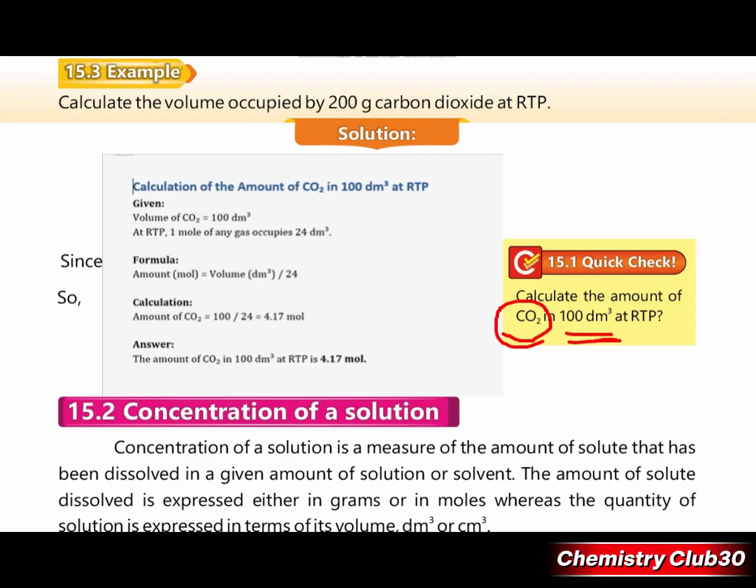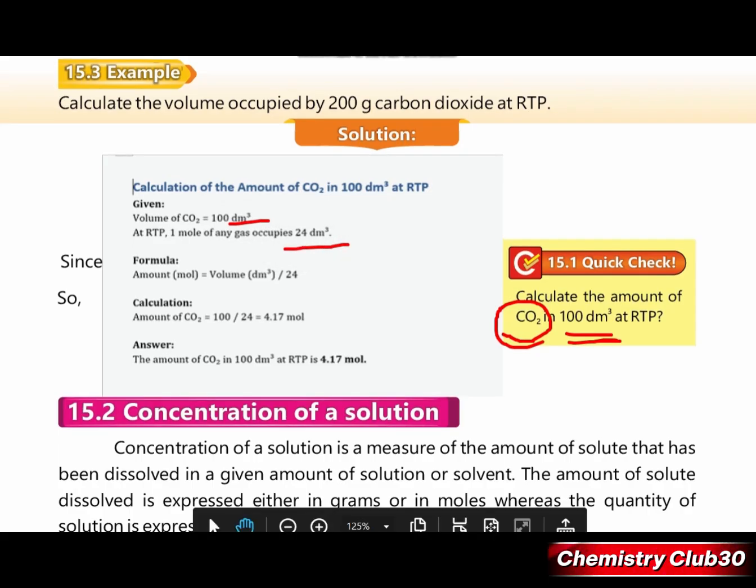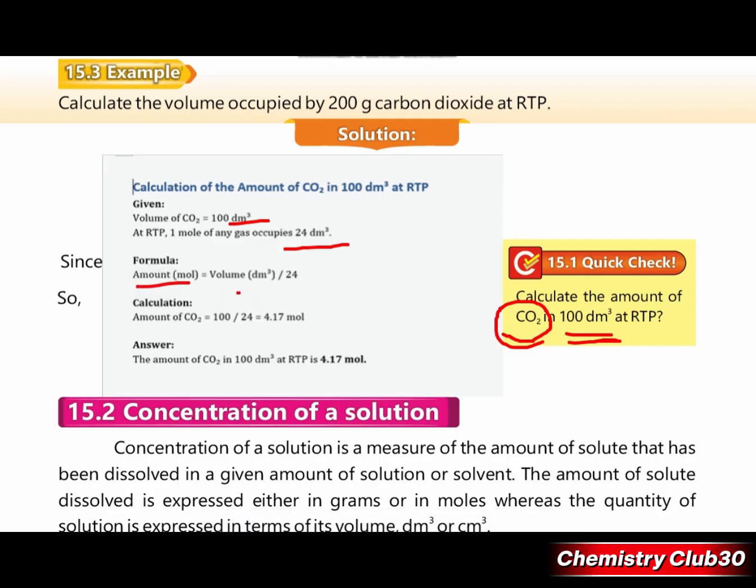Volume given is 100 dm cube. At room temperature, 1 mole of gas occupies a volume of 24 dm cube. The formula used will be amount, that is number of moles, is equal to volume over molar volume. Molar volume is 24. So the number of moles of carbon dioxide is equal to 100 divided by 24, and the answer here is 4.17 moles.